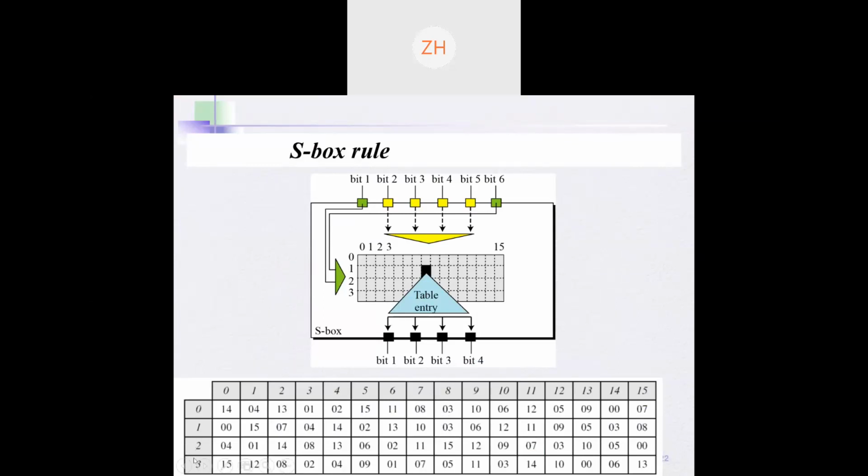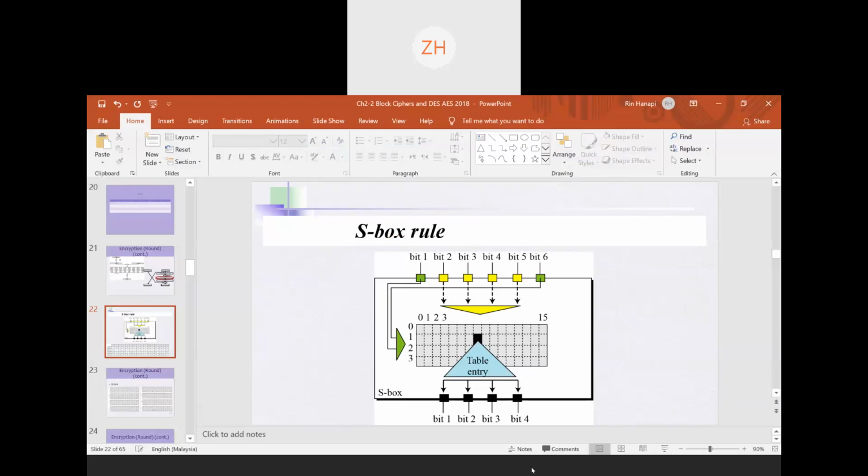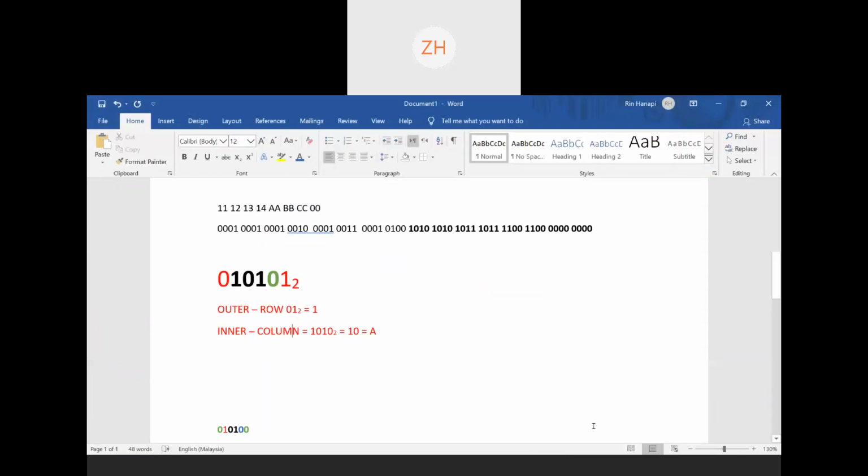The outer bits read the row, the inner bits read the column. Just now, the outer is 1, so you go to row 1. The column just now, based on our example, what is the row value? What is the column value? It's 10, right?